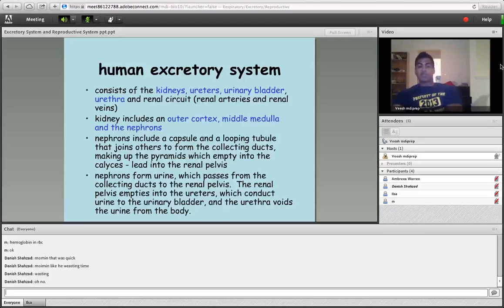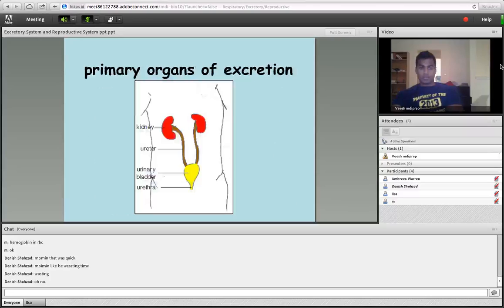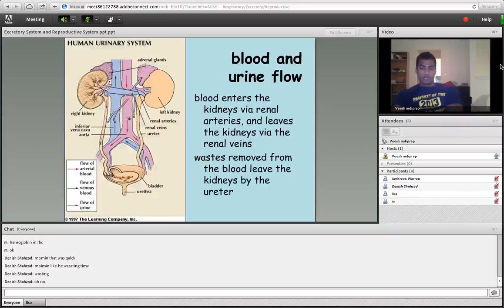And obviously the nephrons are going to be forming urine, which passes through the collecting ducts into the renal pelvis, and then it becomes ureters, which eventually goes to the bladder, and then the urethra gets rid of the urine from the body. So there's a picture of what the whole system looks like in terms of the kidney, ureter, bladder, and urethra.